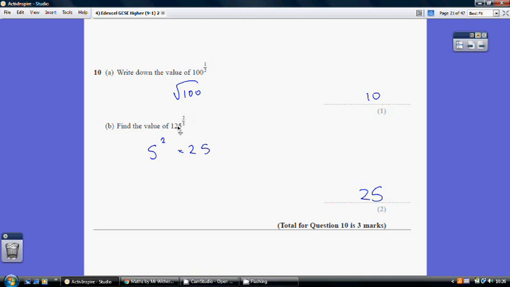So the cube root of 125. What number times itself then times itself again gives us 125? That's 5. So the cube root of 125 is 5. So that's the cube root. But secondly, we need to square this. So it's 5 squared, which is 25.